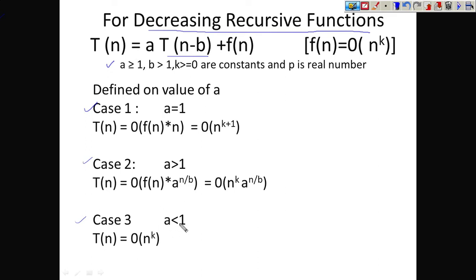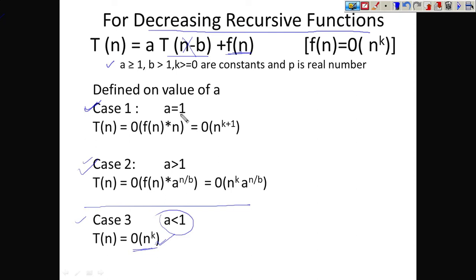So when a is less than 1, then this term has no consideration, and our answer is simply whatever the function is given. So the function is big O of n^k. So our answer is T(n) is big O of n^k. This is our direct answer. You can find this out if a is less than 1. So let us assume this is a separate case where a is less than 1. Now we will take case 1 and case 2.